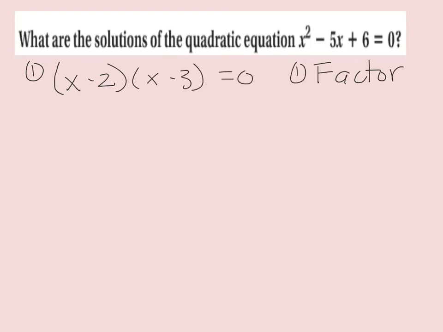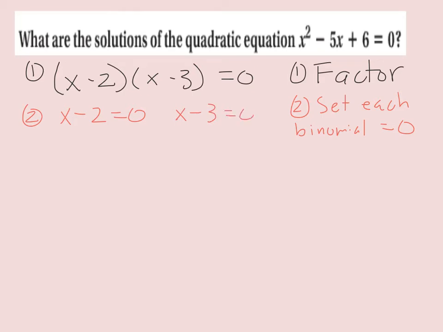My second step is to set each binomial equal to 0. So I'm going to have x minus 2 is equal to 0, and I'm also going to have x minus 3 is equal to 0. The reason for that is, no matter what, if this was 0 or this one, it makes the whole equation 0. And then my third step of the problem is to solve.